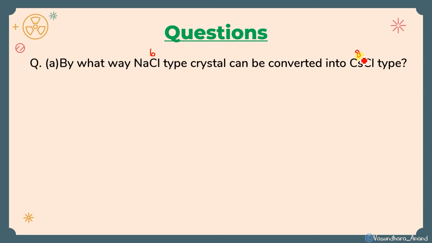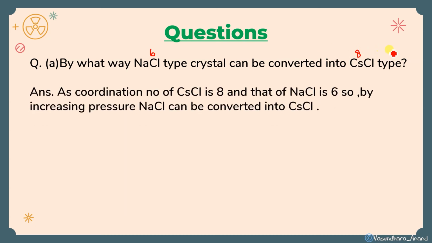So by what way can we bring the atoms close? By applying the pressure, isn't it? So that's why the answer will be: as the coordination number of CsCl is 8 and that of NaCl is 6, so by increasing pressure, NaCl can be converted into CsCl. Got it? And if the same question would be in reverse way, then what would we do?